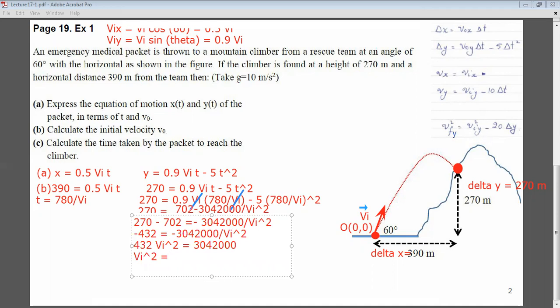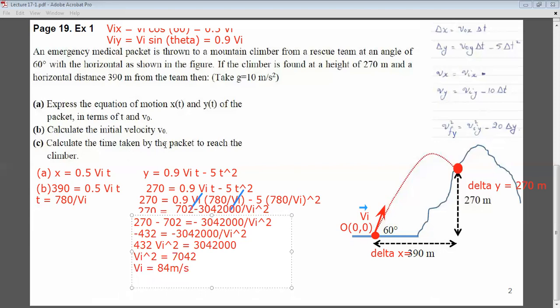So vi squared is equal to 3,042,000 divided by 432. That's 7042. Okay, I do the radical, so vi is radical 7042. This will be plus or minus 84 meters per second. It's plus or minus, but as you see here, it's going upward, so it's plus. This is how much the initial velocity is. So this is part B.